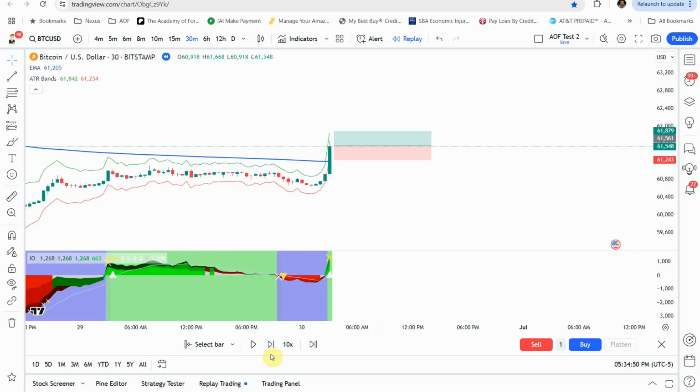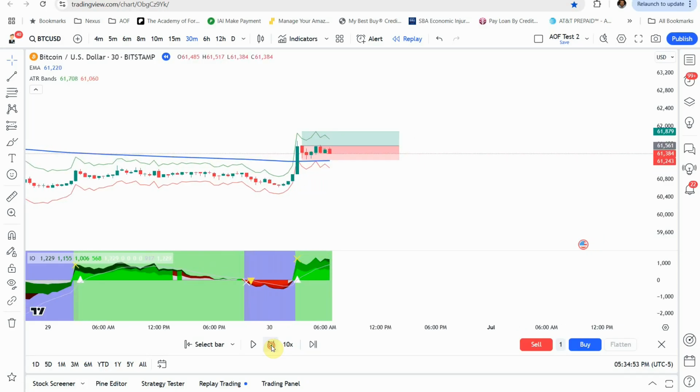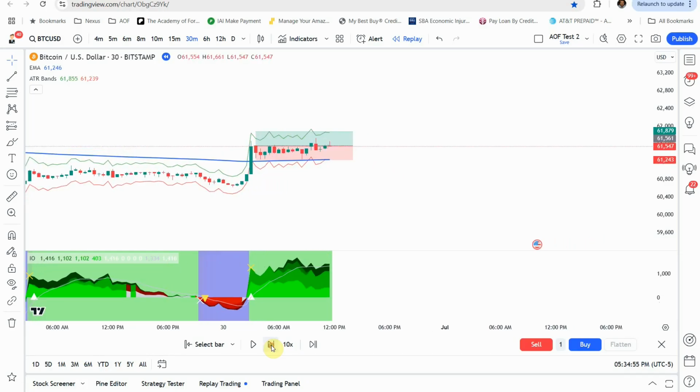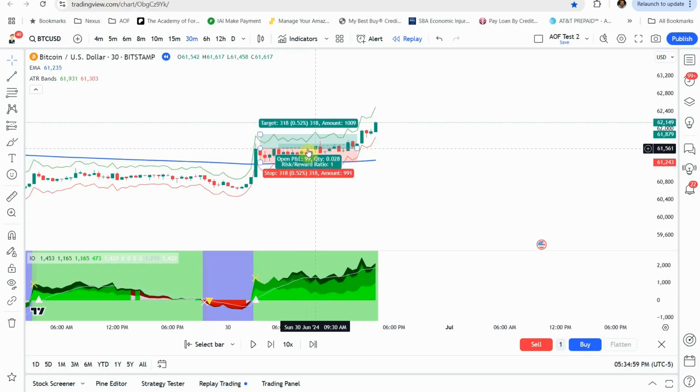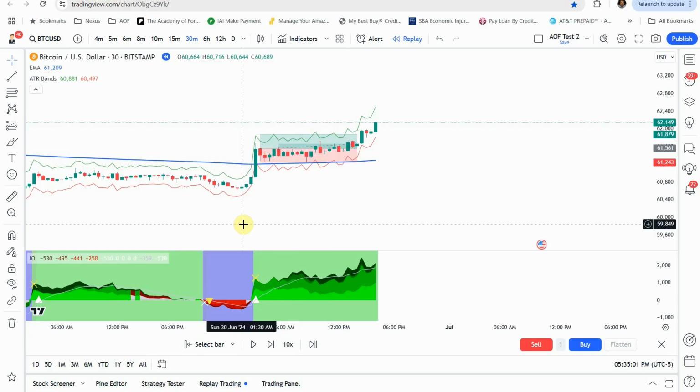Turn this back on, play this forward just a couple bars here. See price comes down, getting really close to our stop, but we managed to avoid it and make this push to the upside, getting us to our take profit. Alright, so that puts us at the end of the testing right there.